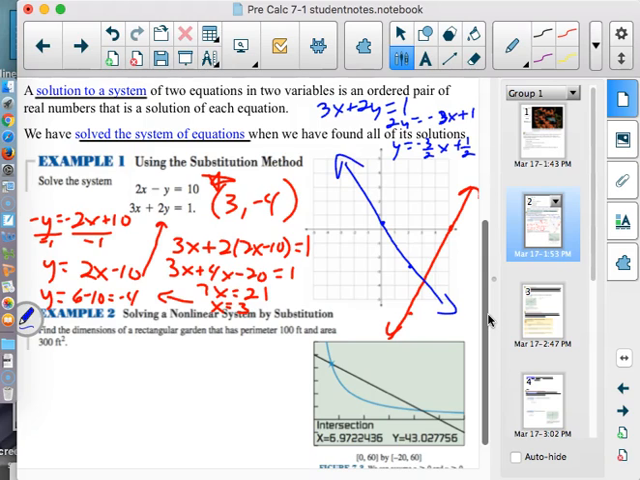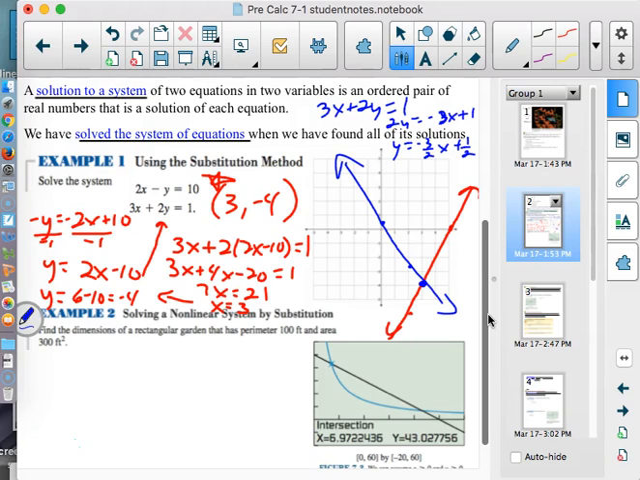I didn't use a ruler, but it's really not that far off. For having to just try and make it as straight as possible, it's not that far off, so we can see that. But let's just say we goof up graphing. We're pretty sure that our (3, -4) is supposed to work.